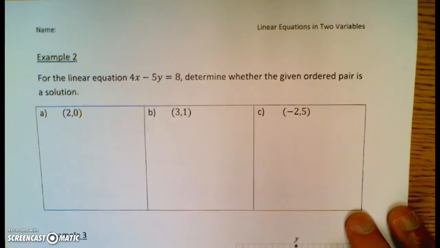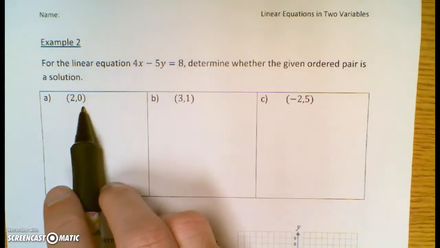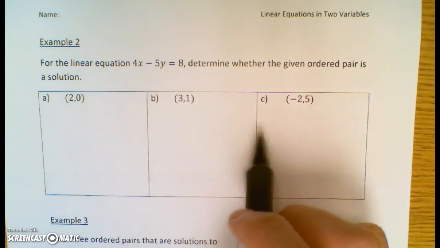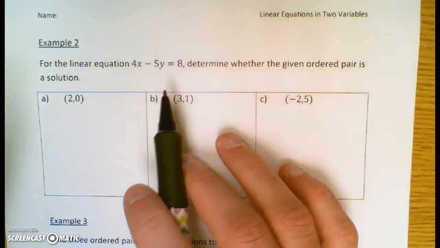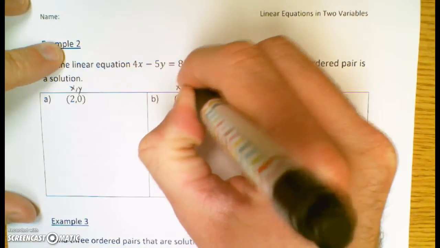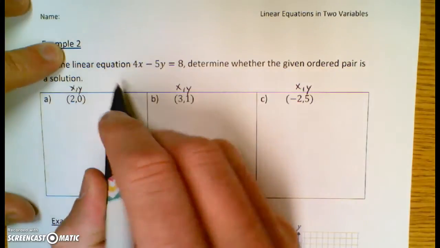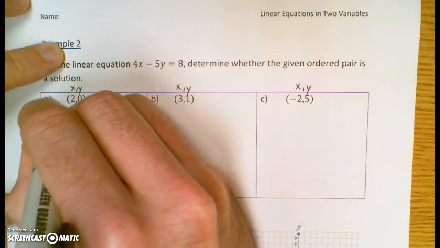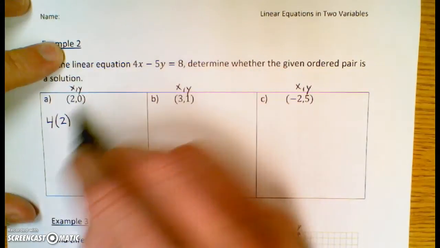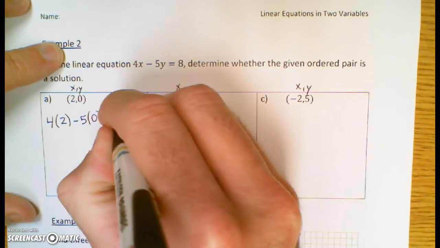So let's try some examples. For the linear equation 4x minus 5y equals 8, determine whether the ordered pair is a solution. So they're giving us ordered pairs, and they want us to plug it in and see if these points make these true statements. I'm going to make a little note to myself. Just remember that these are always listed as x comma y. So I'm plugging in an x value, and then my y value, and seeing if it's a true statement. So this means it's 4, and I'm putting parentheses just to show that I'm placing it in, minus 5 times 0 equals 8.